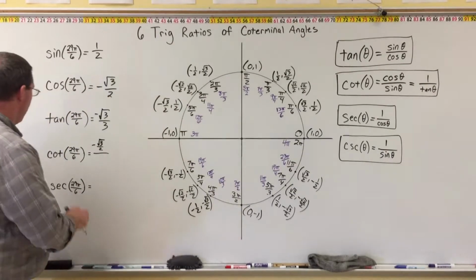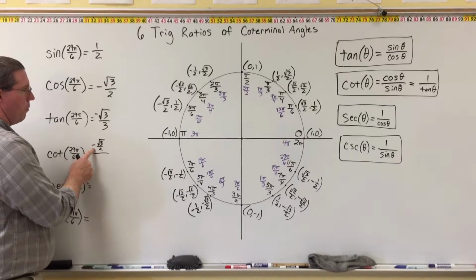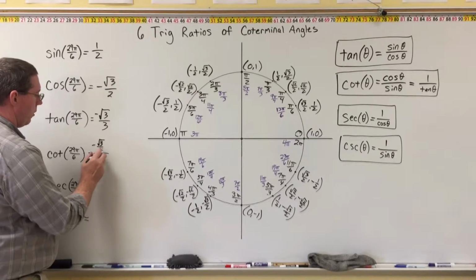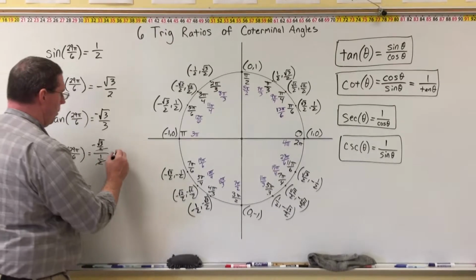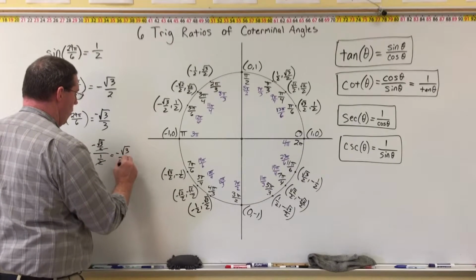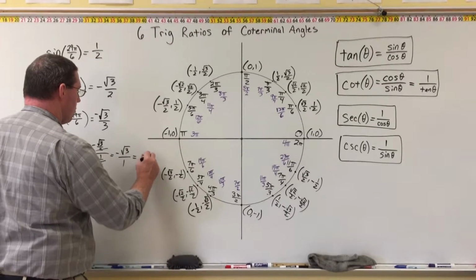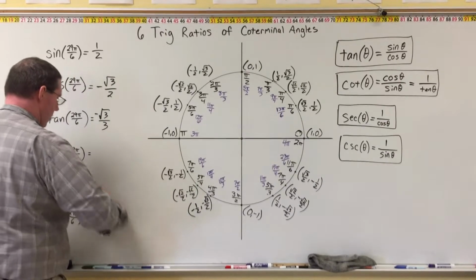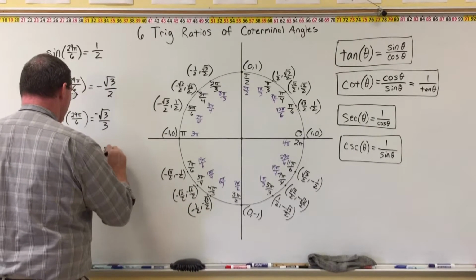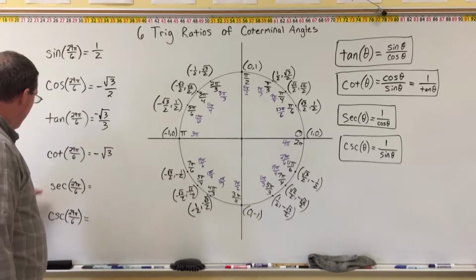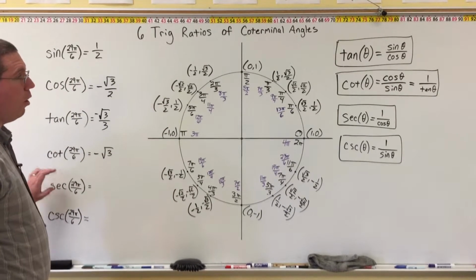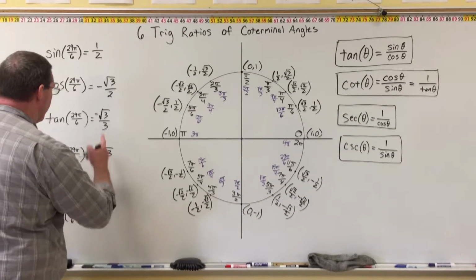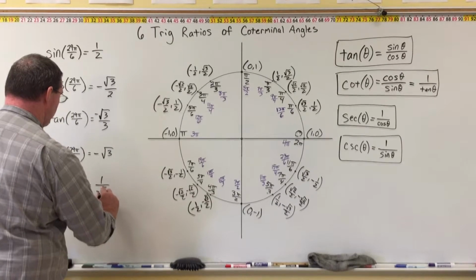Okay, so now, for cotangent, we're going to put cosine in the numerator, which is negative square root of 3 over 2, and sine in the denominator, which is 1/2. We're going to cancel the 2's, and what we wind up with is negative square root of 3 over 1, which is just negative square root of 3. Excellent. So the answer to this is negative square root of 3. All right, for secant, we're going to do 1 over cosine of theta. So 1 over, and cosine is negative square root of 3 over 2, right?